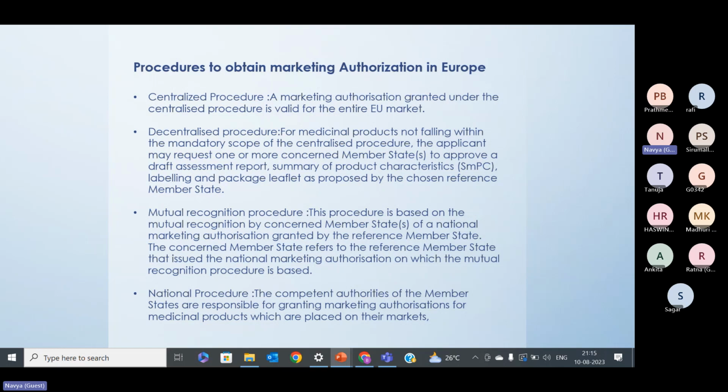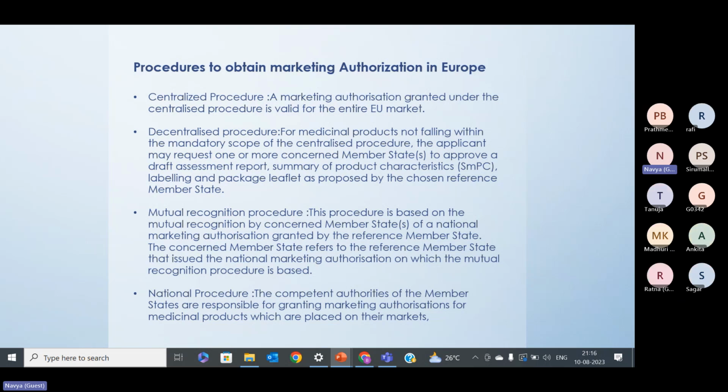But in the case of the decentralized procedure, we do not have any national authorization. We are just randomly selecting our RMS and CMSs. So this is the difference between the mutual recognition procedure and the decentralized procedure. So in the national procedure, we just have a grant in one of the EU countries. This national procedure can be converted into a mutual recognition procedure by considering the national country as your RMS and selecting other CMSs. In the decentralized procedure, we have to randomly select our RMS and CMS.